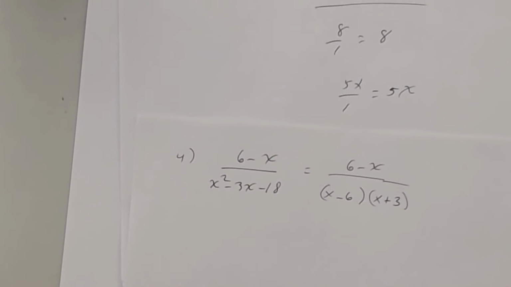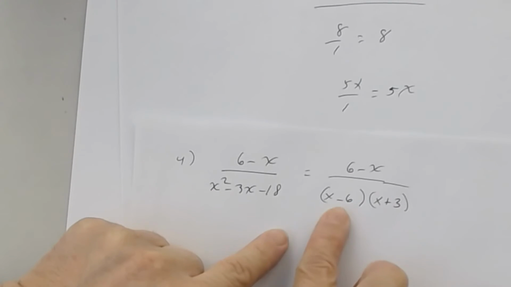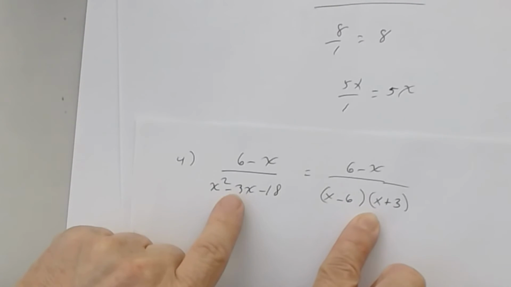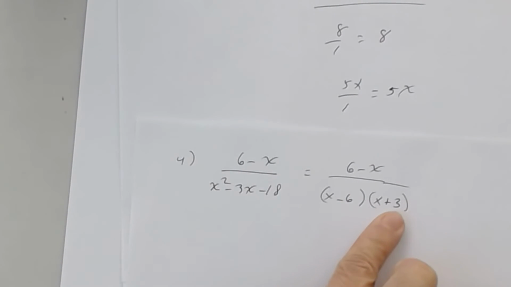All right, and again, before you go on, you need to quickly check this. What's the outer? 3x. What's the inner? And when I add them up, do I get a negative 3x? Yes. And what's negative 6 times a positive 3? Negative 18. So I'm good.